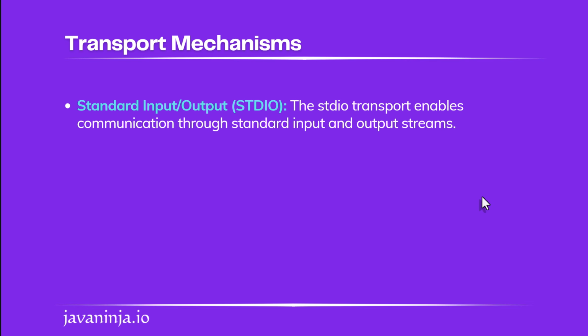Standard input-output transport enables communication through standard input and output streams. This is particularly useful for local integrations and command line tools. This makes more sense when you are building an MCP for a local integration.